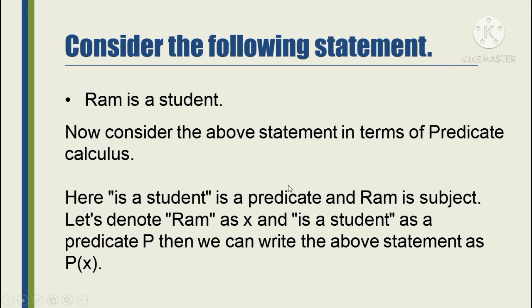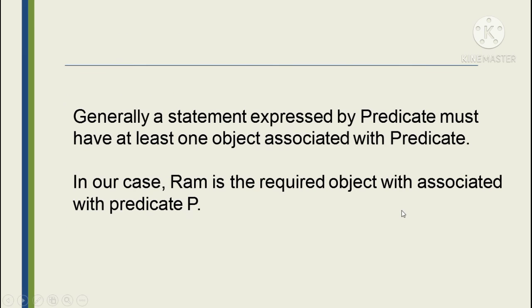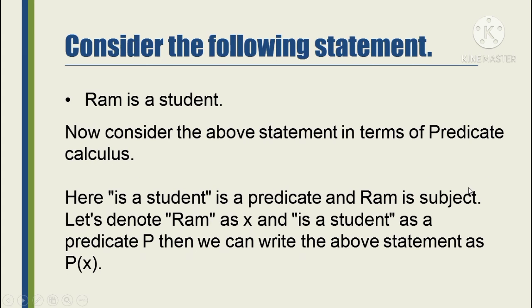So, yung "is" natin is a predicate. The words "is a student," yun yung ating predicate. And yung subject natin ay si Ram. So, let's denote Ram as X and "is a student" as predicate P. Then, we can write the above statement as P of X.